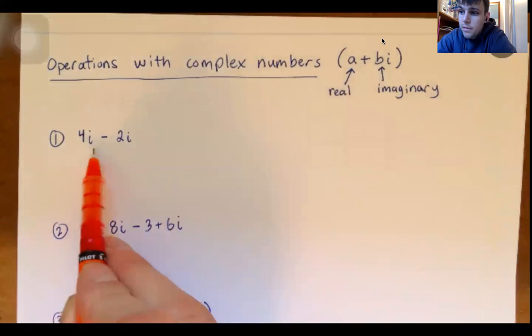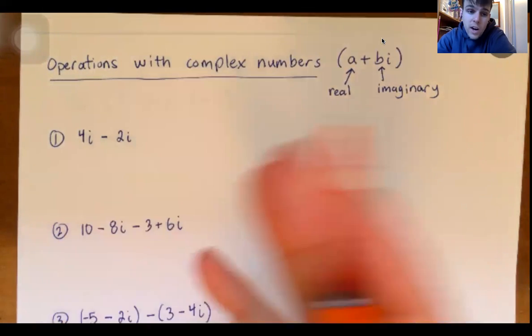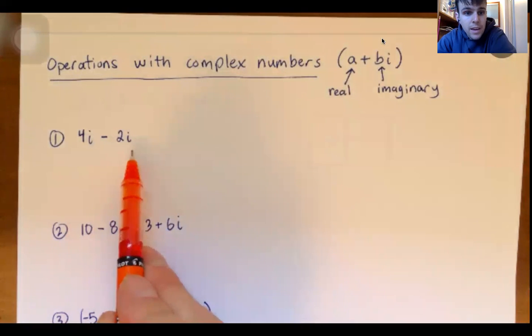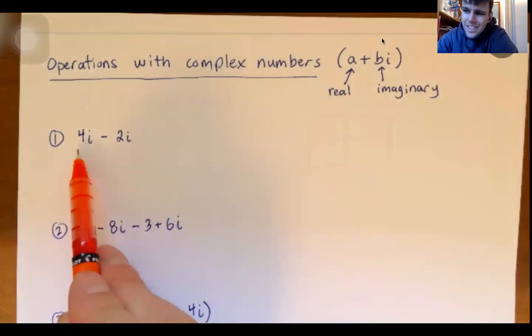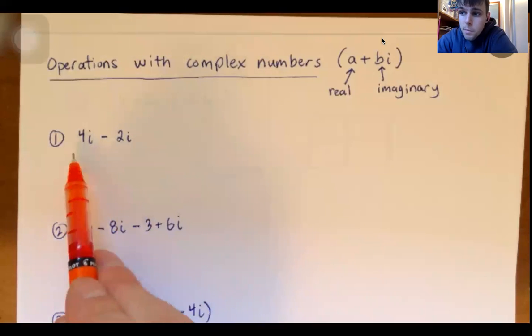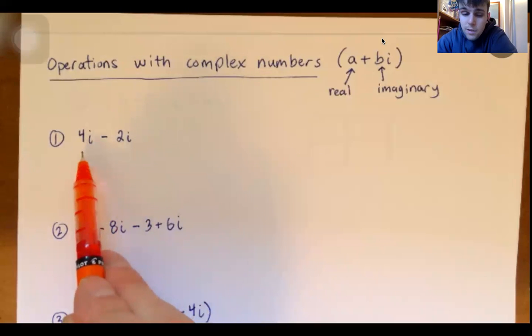So here we have some numbers that are actually just purely imaginary, 4i minus 2i. Throughout this, I'm going to be saying things like combining like terms and doing a lot of things in a similar manner to when we have variables. It's important to understand i's are not variables, they are a number, but a lot of the ways that we work with them are going to be similar.